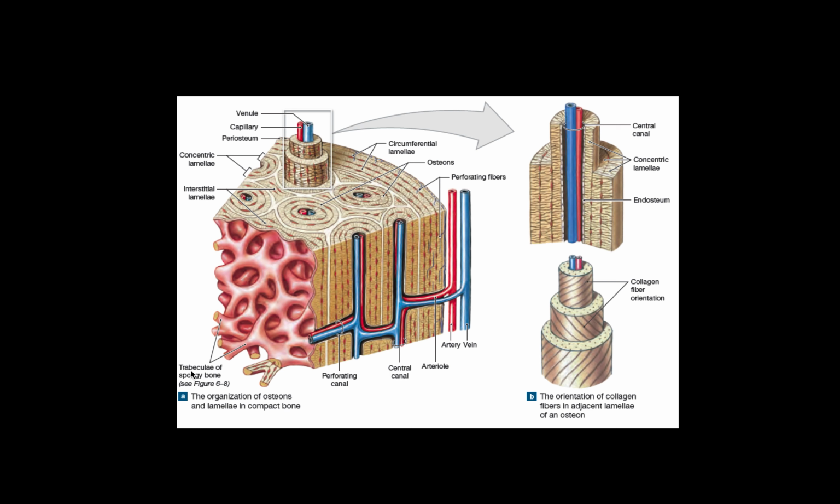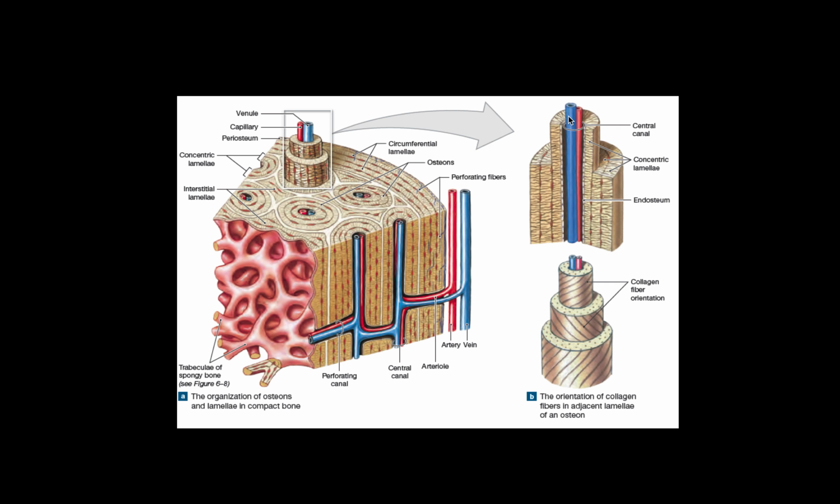So let's go through the basic unit of the bone really fast. One unit is called an osteon. Inside of an osteon is the central canal, also known as the Haversian canal, and that usually conveys your artery in red and the veins in blue.